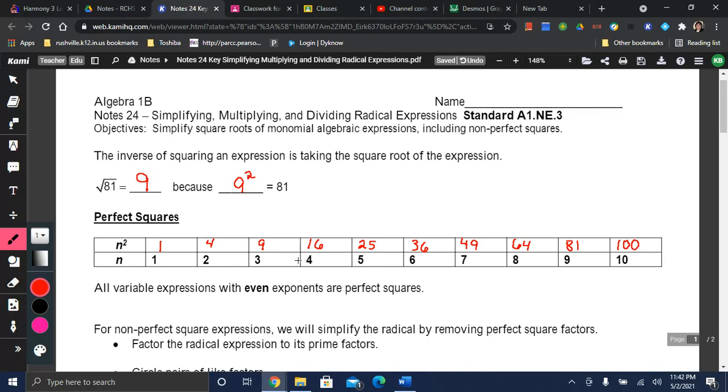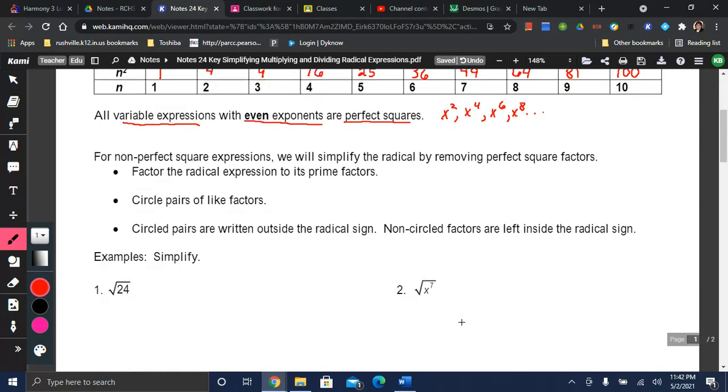We also want to notice that any variable expression that has an even exponent would be a perfect square. So that would be x squared, x to the fourth, x to the sixth, x to the eighth, and so on. Those are all perfect squares, so that when you take their square roots, the square root would go away. We'll talk about what to do with that.